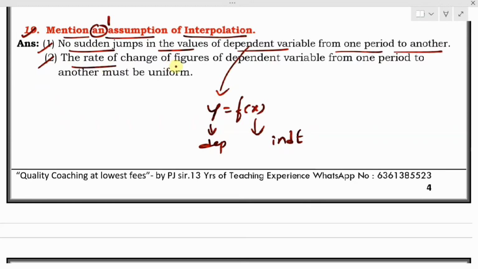Then the rate of change of figures of dependent variable from one period to another period must be uniform. Both the points will give you similar meaning, but statements are different. Any one of these you can write in order to get 1 mark.